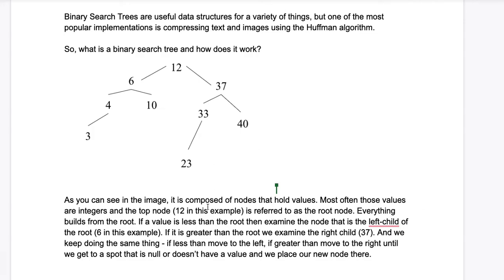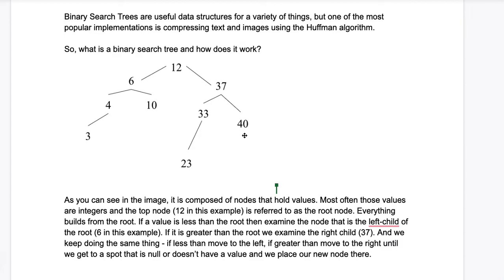As you can tell by looking at this, it's composed of nodes, and they generally are going to hold integer values. The top node, in this example, is 12, and that is referred to as the root node. Everything builds from that. If a value is less than the root, then we examine to the left of it. If it is greater than, then we look to the right of it, and that's where that value is placed. We keep doing the same thing.